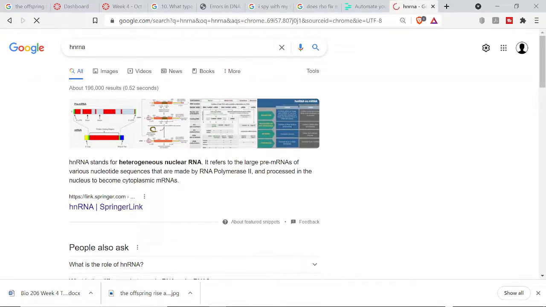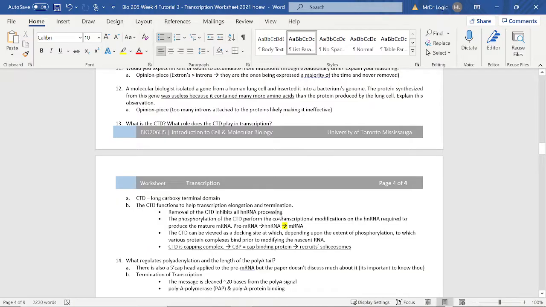Heterogeneous. What? Oh, it's just pre-mRNA. Are you kidding me? It's just pre-RNA. Okay, you know what? Just forget it.